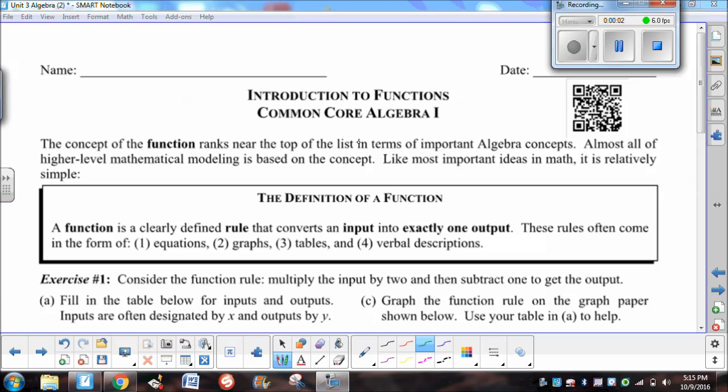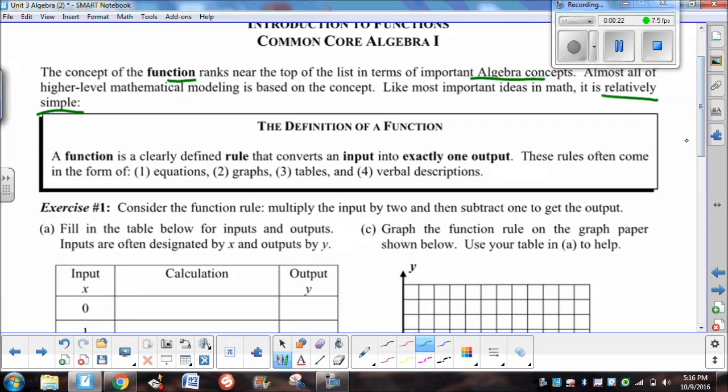Lesson 1, Introduction to Functions. The concept of a function ranks pretty near the top of the list of important algebra concepts. Almost all of higher level math modeling is based on this concept. But the cool thing is it's relatively simple, and you guys talked about it last year in Math 7-8. So it says the definition of a function.